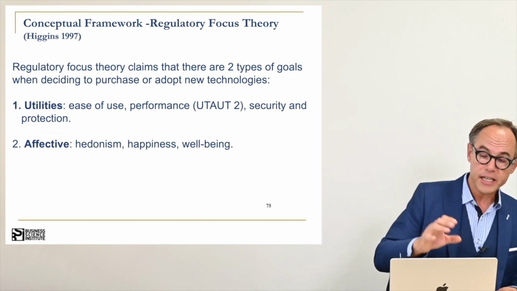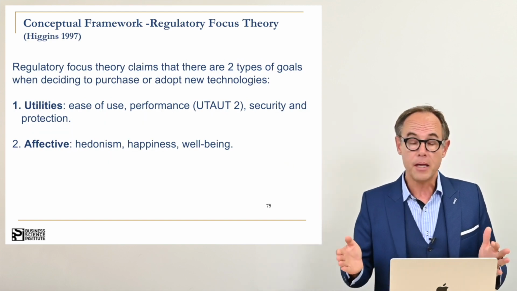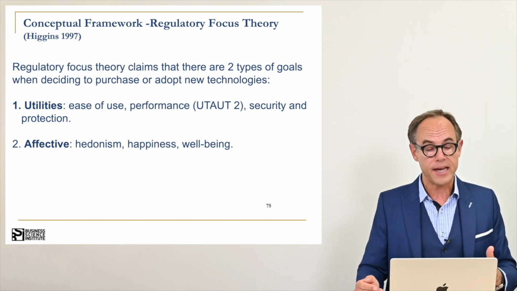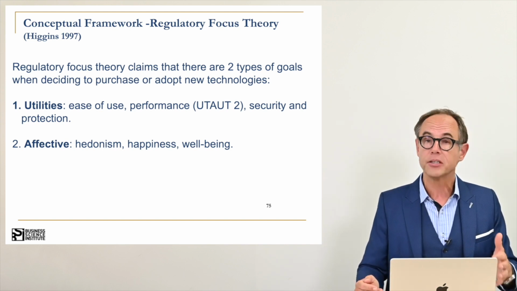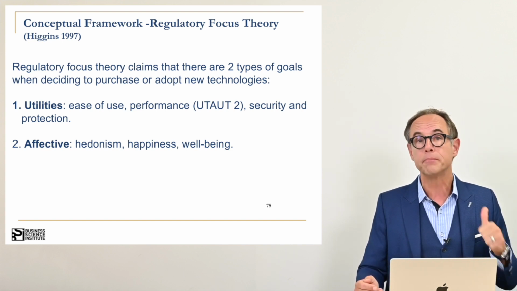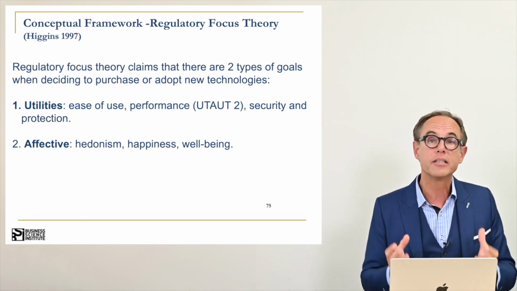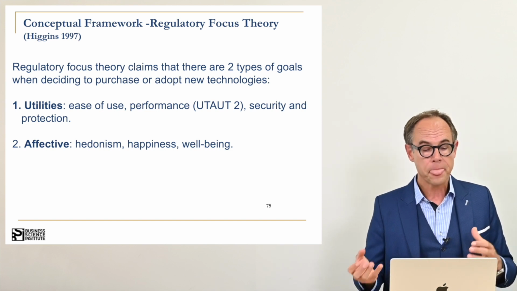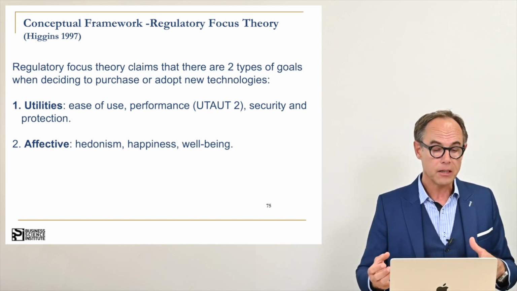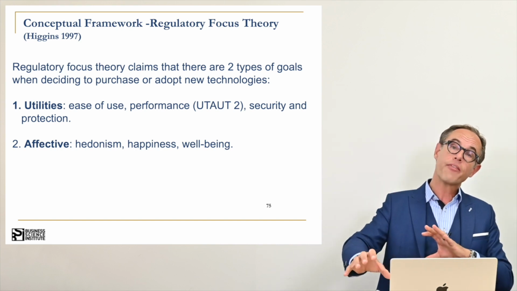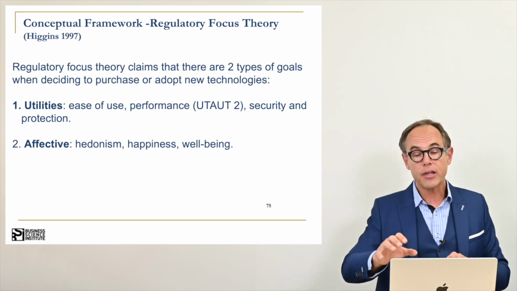So the regulatory focus theory is based on the idea that there are two types of goals when deciding to purchase or to adopt new technologies. Typically, like in UTAUT, utilitarian views of performance, security, and protection. So we have utilitarian goals. And affective goals such as hedonism, happiness, and well-being, which are not conceptualized in the UTAUT. That is why we enhanced the UTAUT with this affective dimension.